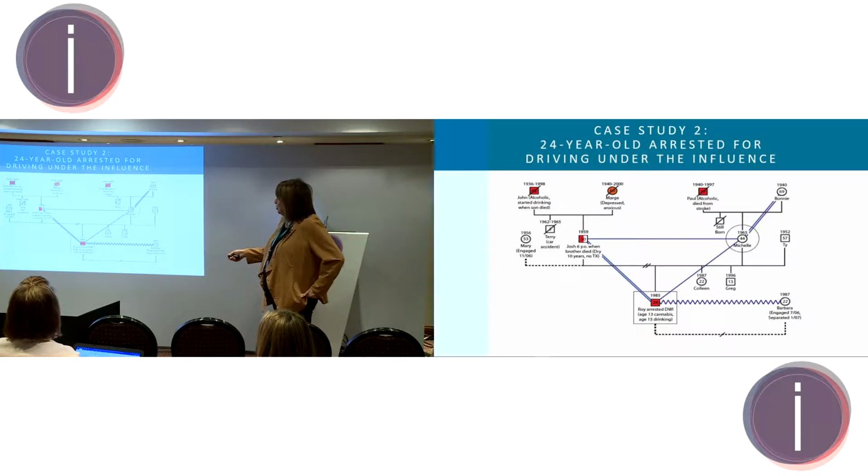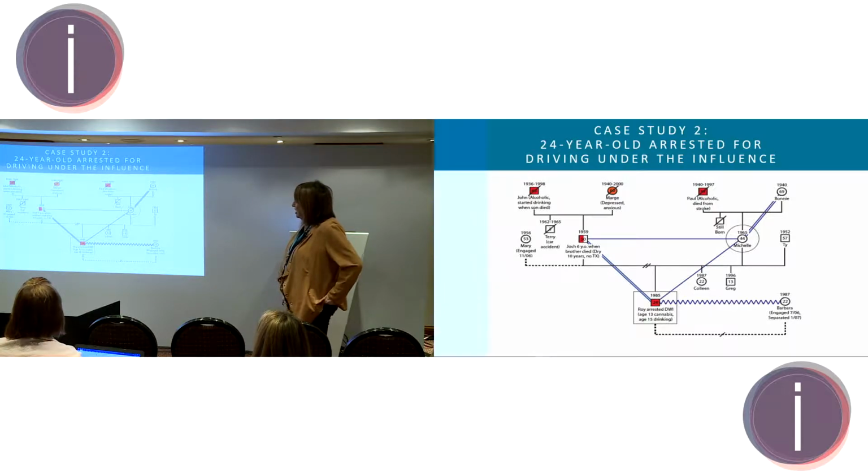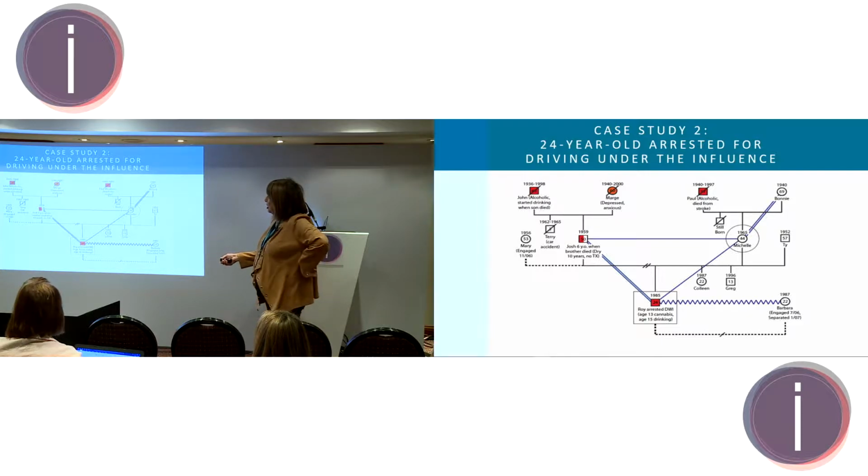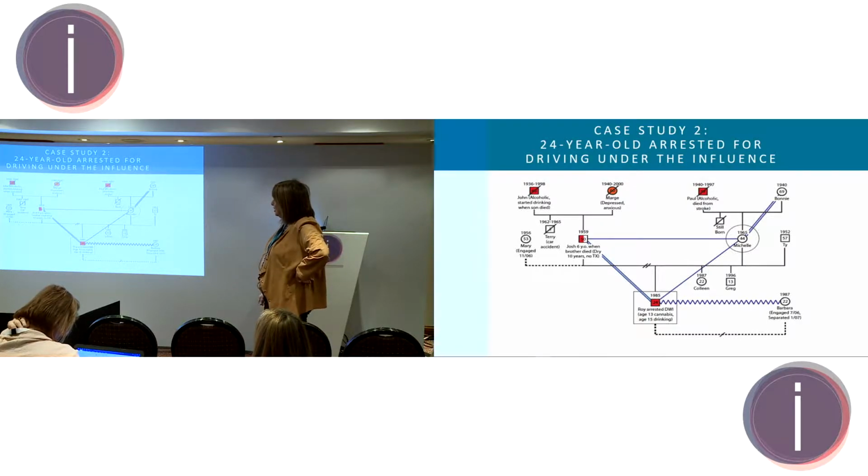And so we know Dad is in recovery. So red is an addiction or substance use disorder. Half red, half white means the person is in recovery. He was 6 years old when his brother died, and he's had no treatment but hasn't drunk in 10 years.